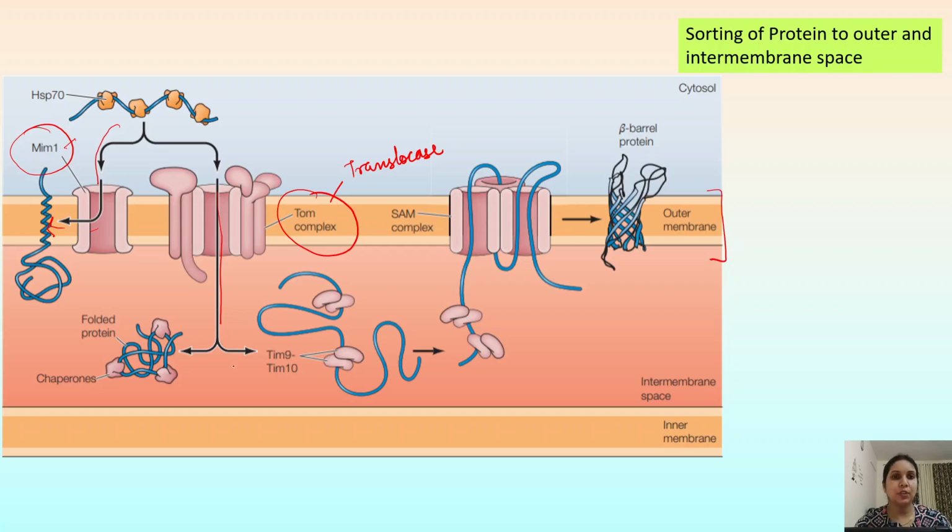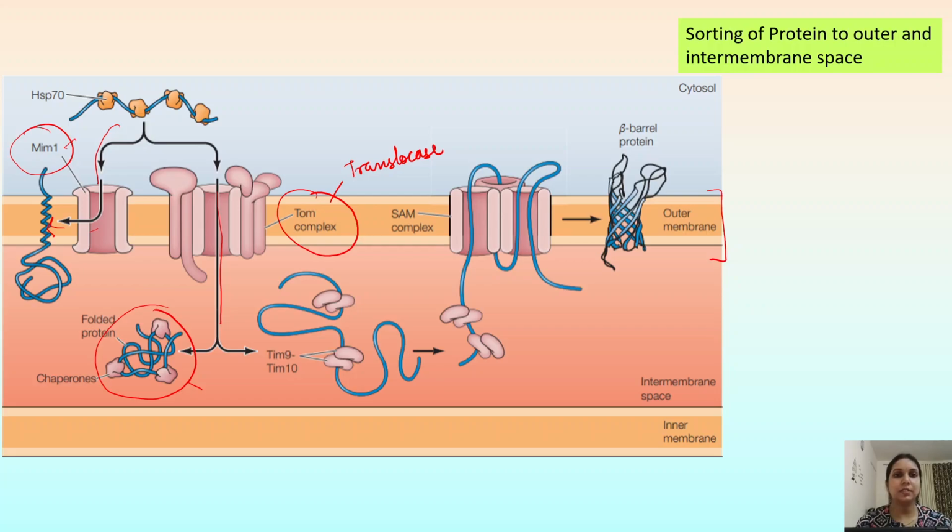Now, if it is a protein of the intermembrane space, then it may be folded by a chaperone, some special type of protein which helps in the folding of the protein and is usually present in the intermembrane space.